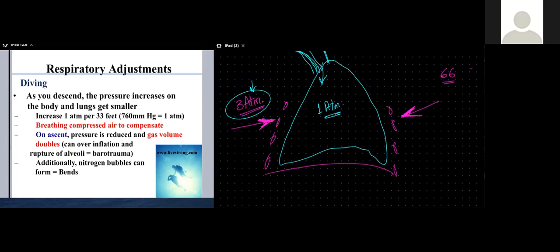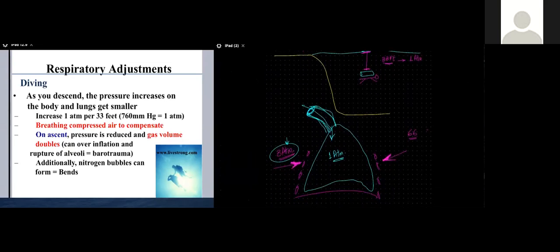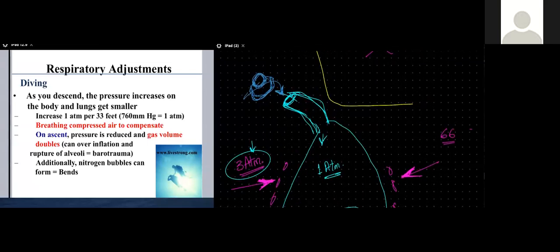All right, so in order for me to equalize the pressure on both sides, what should I be doing? I should be breathing compressed air. I have a monitor here that checks the atmospheric pressure, and accordingly it allows air to travel into my lungs at the same pressure as the surrounding pressure. So if outside is 3 atmospheres, the air traveling into my lungs should also be 3 atmospheres.